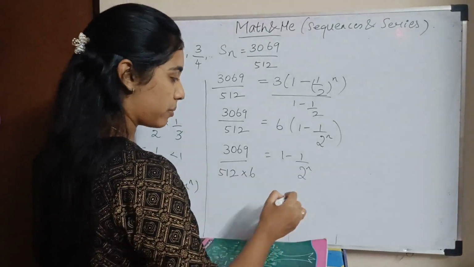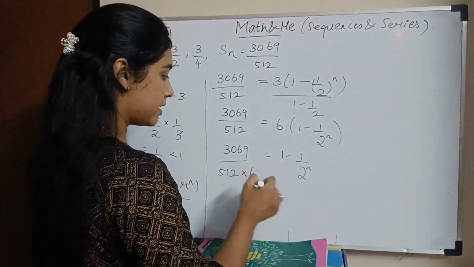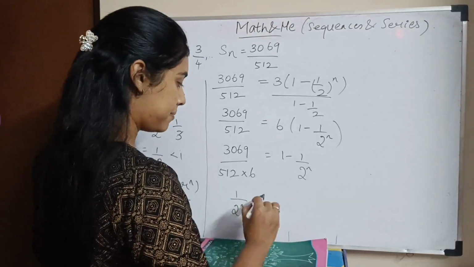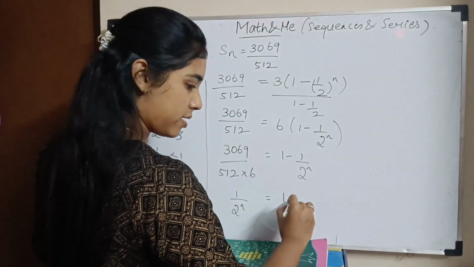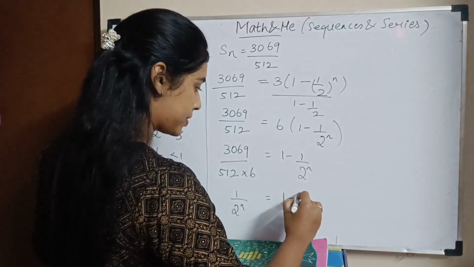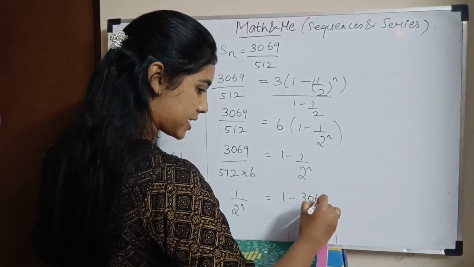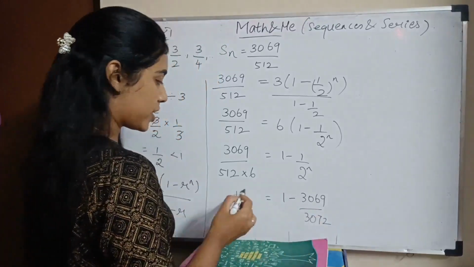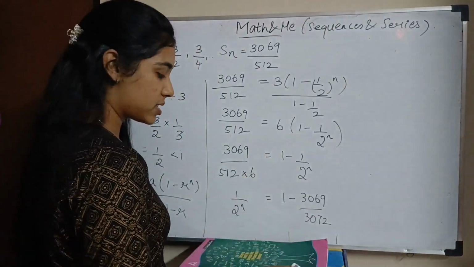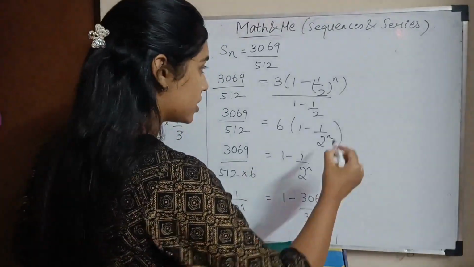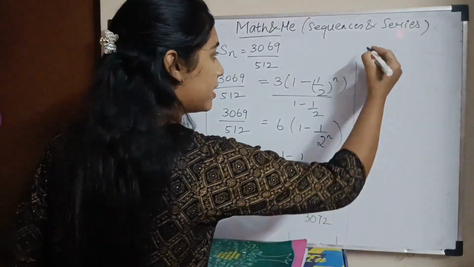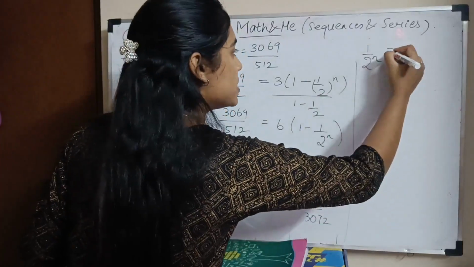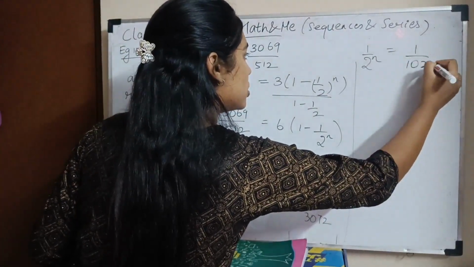When I bring minus 1 by 2 to the power n to this side and this to the other side, I have 1 by 2 to the power n equals 1 minus 3069 divided by 3072. You can simply multiply. You have all the numbers in your NCERT textbook. So what is your RHS? I have 1 by 2 to the power n equals 1 by 1024.